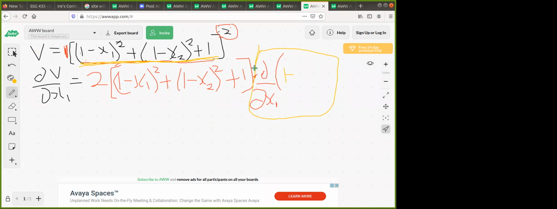All right. So putting this back now into this that we just differentiated. So that's going to be 2 open bracket 1 minus x1 squared plus 1 minus x2 squared.